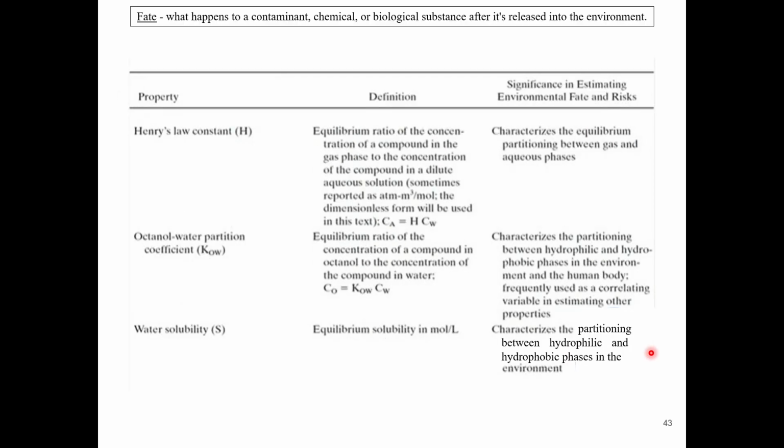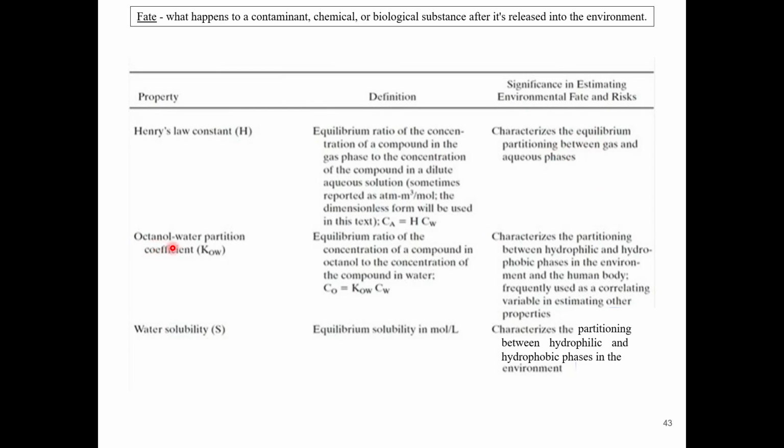So apart from that, there is the Henry's law constant H. So it is the equilibrium ratio of the concentration of a compound in the gas phase to the concentration of the compound in a dilute aqueous solution, sometimes reported as atmosphere meter cube per mole. The dimensionless form will be used in this text, which is Ca equal to H Cw, and it characterizes the equilibrium partitioning between gas and aqueous phases.